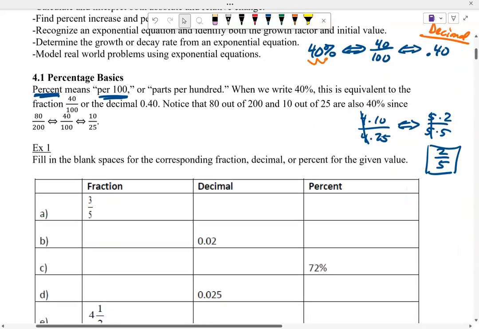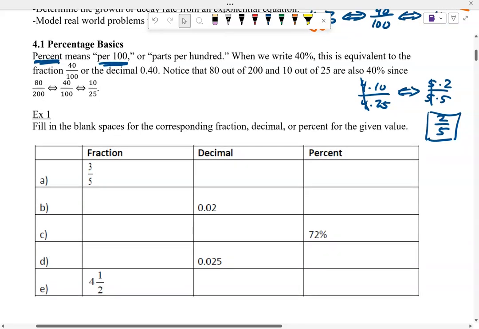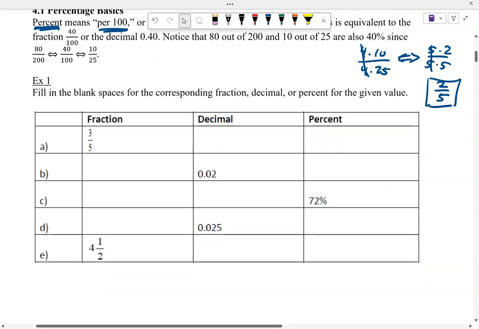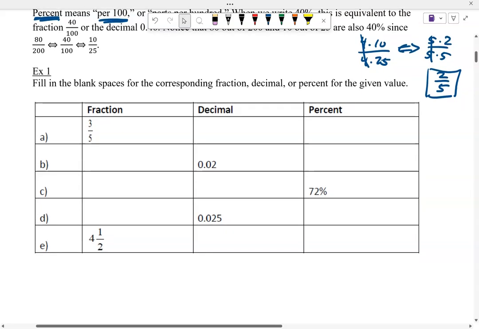So let's go ahead and put the fraction, decimal, and percent form for each of these. Let's fill in the blanks. All right, so we got 3/5. I just take my calculator and go 3 divided by 5, and it spit out 0.6. Or if you want to do it by hand, you could do it by hand.